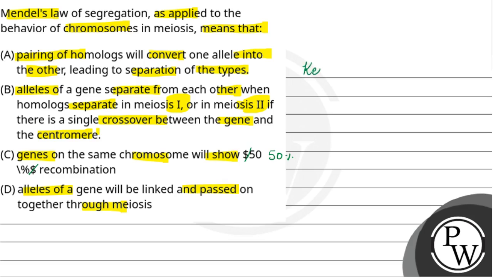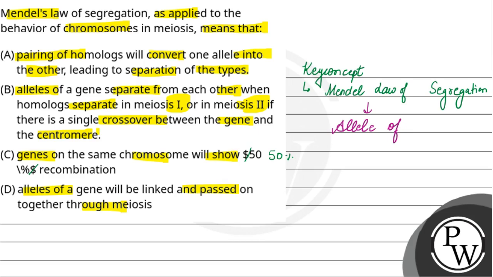So let's start with the question and the key concept. If we talk about the key concept, we have to discuss Mendel's law. You know that Mendel's law of segregation particularly indicates that alleles of a gene separate from each other.